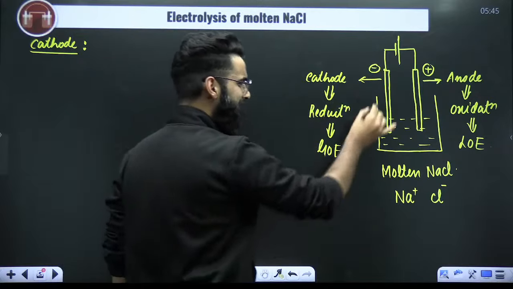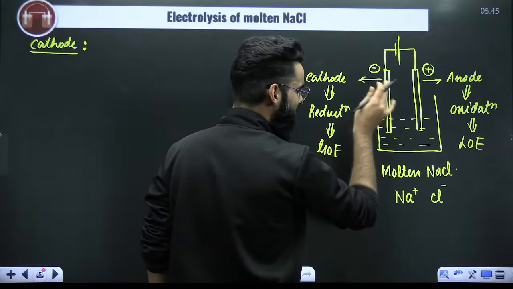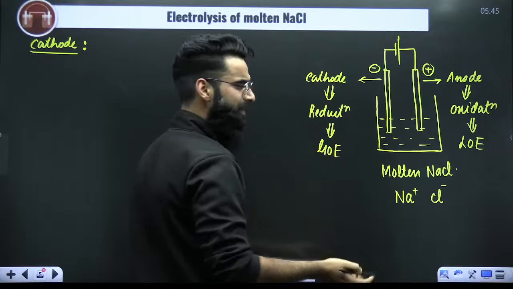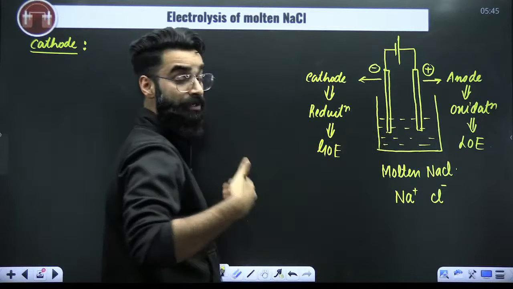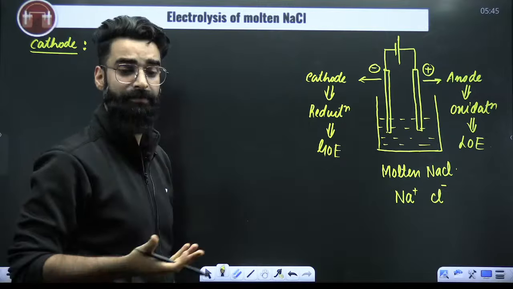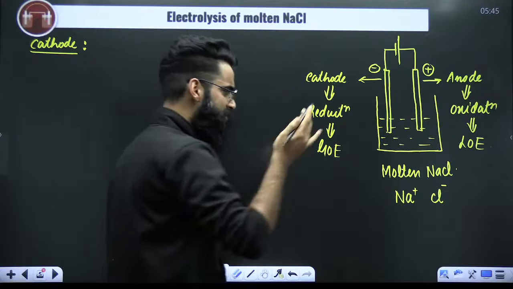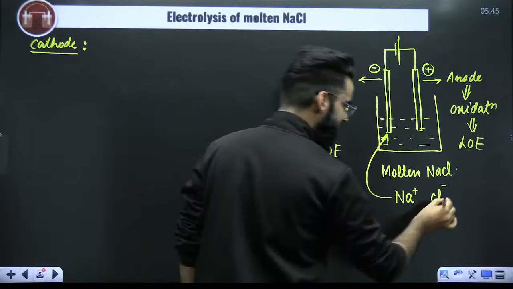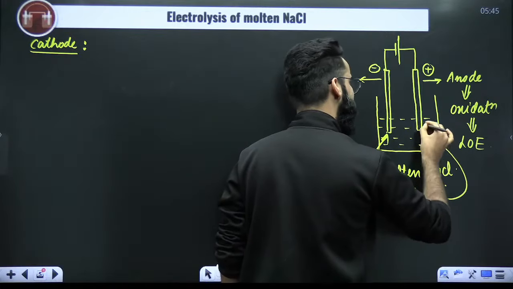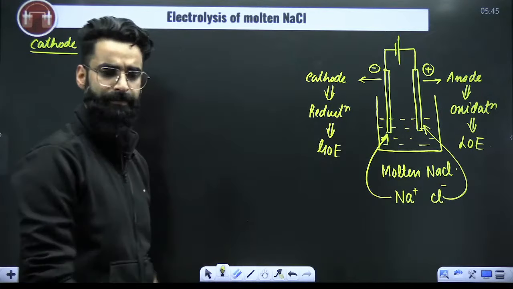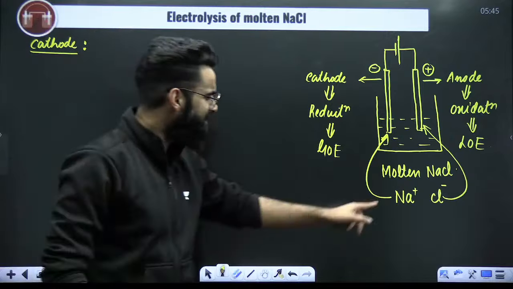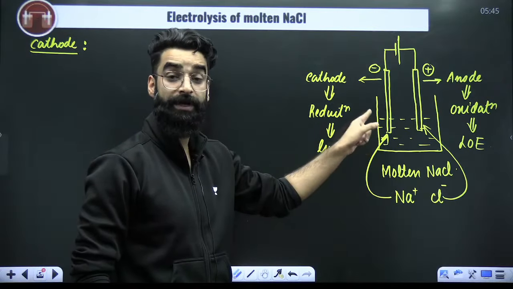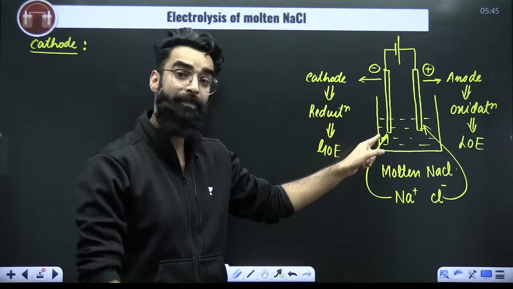Can I say this negatively charged rod is going to attract the positively charged ions from the solution? Absolutely, this negatively charged rod is going to attract the positively charged ions from the solution towards itself. So this Na positive is attracted by this particular rod, and similarly, Cl negative is attracted by this particular positively charged rod. Perfect. So can I say this Na positive is going towards cathode, and at cathode what happens?